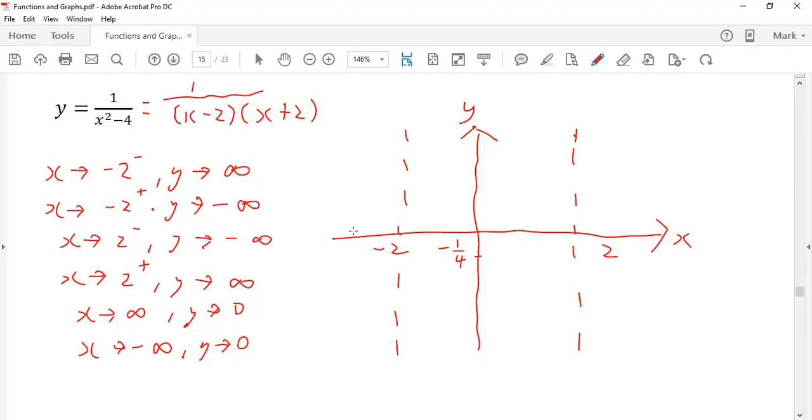So now let's just start on the left side here. As x heads towards negative infinity, y heads towards 0. So it's going to be like this. And as it heads towards negative 2 on the left side, it heads towards infinity. So the graph goes up like that. So as the graph goes towards negative 2 on the right side, it heads towards negative infinity. But then on the left side of positive 2, it heads towards negative infinity again.